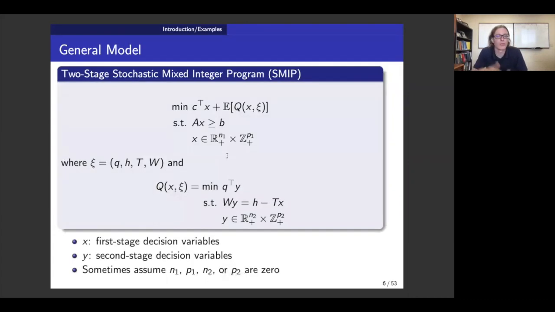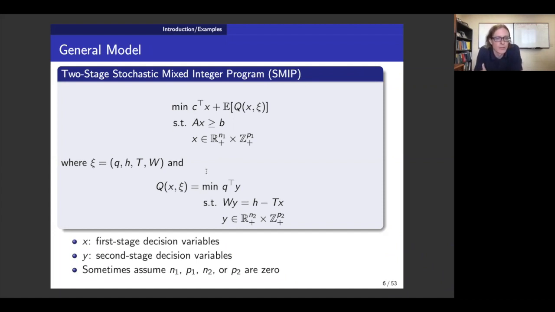So generally, the general model that this is an example of is a two-stage stochastic mixed integer program. Here we have some first stage variables, generally X, which could be some continuous variables, some integer. We'll have some linear constraints, some first stage cost. And then we also add to that the expected cost of our best response to what's happening.